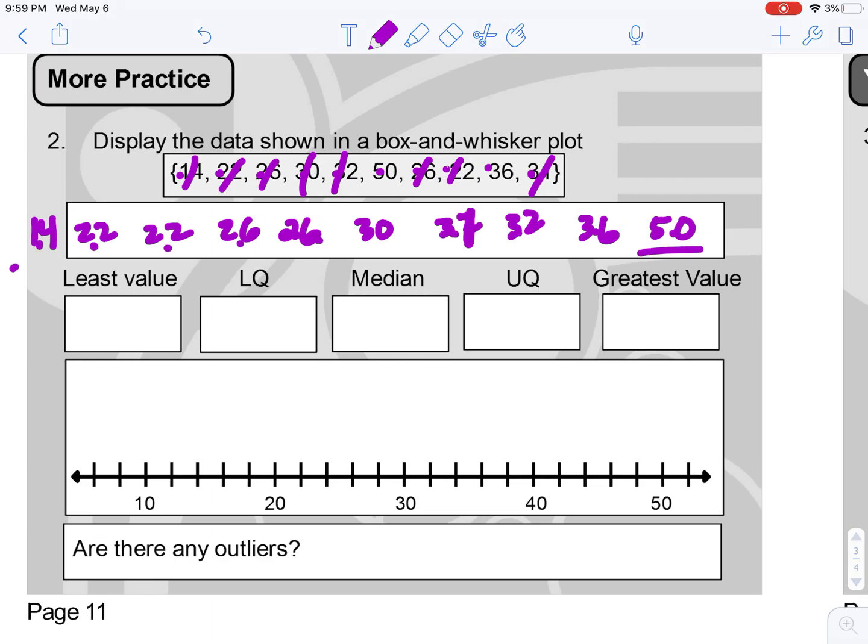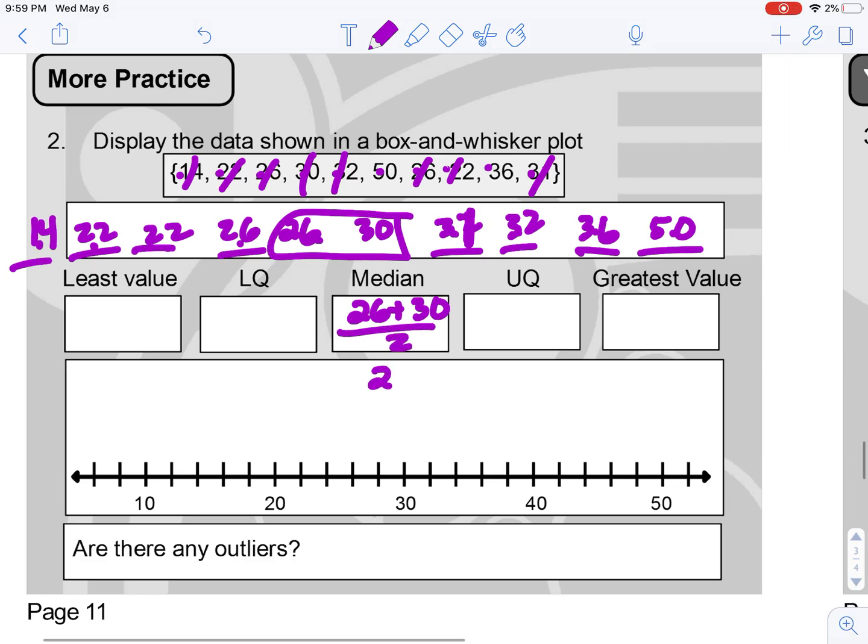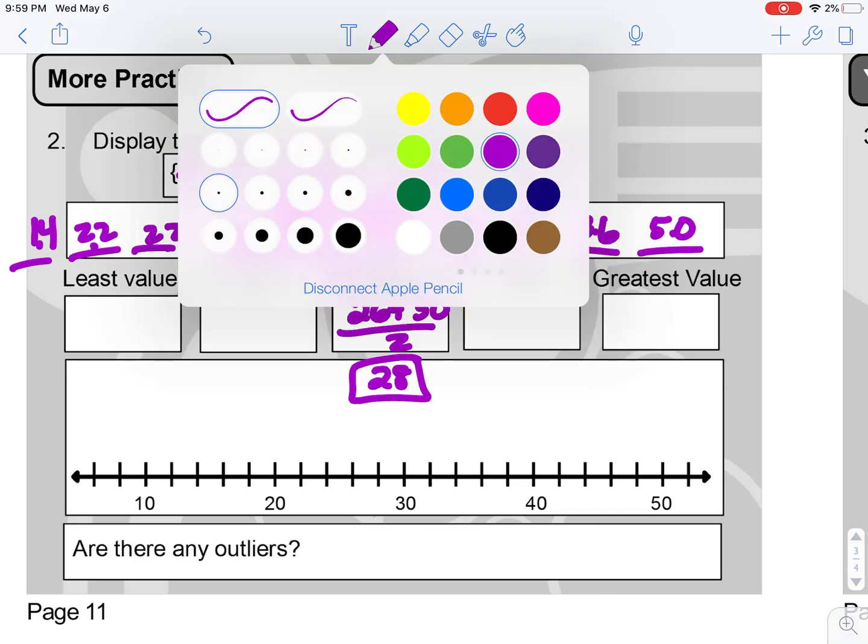All right. 1, 1, 2, 2, 3, 3, 4, 4. Now there's 2 in the middle. So what do you do with 2 in the middle? You have to add them and then divide by 2. Hit enter first. So that number's 28. Because there's 2 in the middle, 1 goes one way and 1 goes the other way. So now I have 5 on each side.